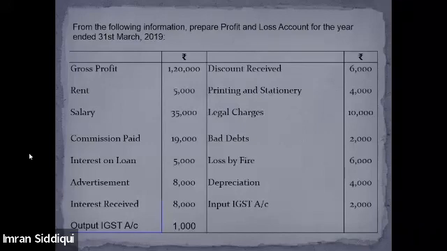Have you written printing and stationery? No, sir. Printing and stationery is also an expense, which is an indirect expense. You need to write that on the debit side as well. Yes, I missed it. Okay, no issues. Try writing this value and then figure out the net profit. This time, I guess you'll be getting the net profit at 36,000.